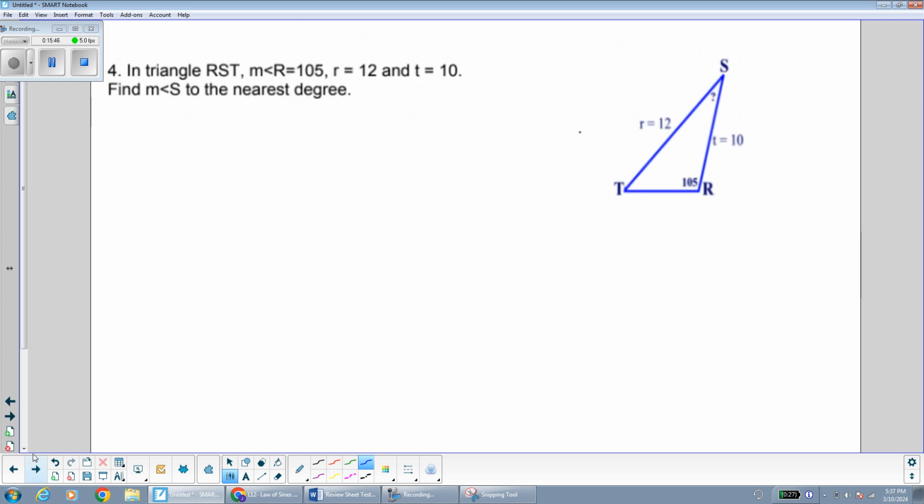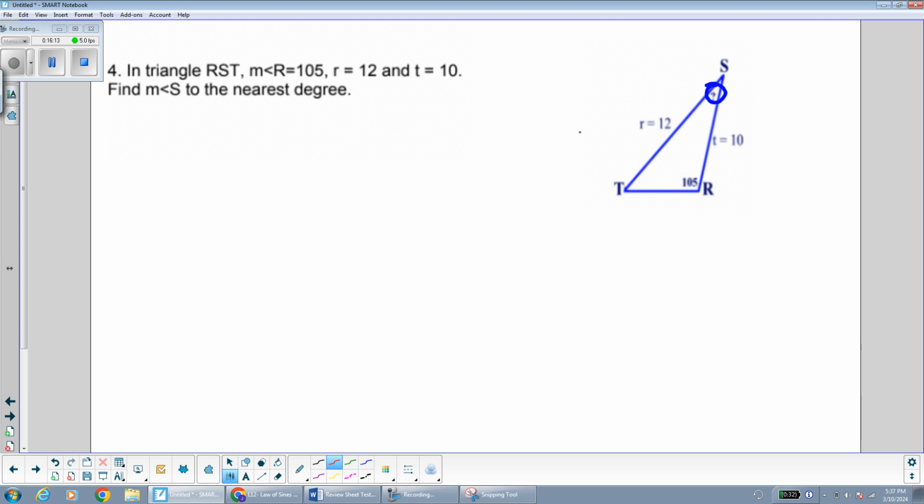This is the last one that we're going to do in this video on law of sines, and we need to find angle S. So that's this angle here. So I want to make sure, and this is not a right triangle, so I have to use law of sines. I want to make sure that angle S is in here. I need the side across from it, but I don't have it. So I'm not going to be able to put angle S here because I don't have the side across from it.